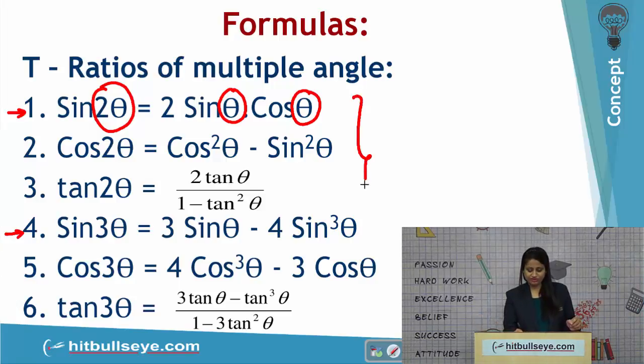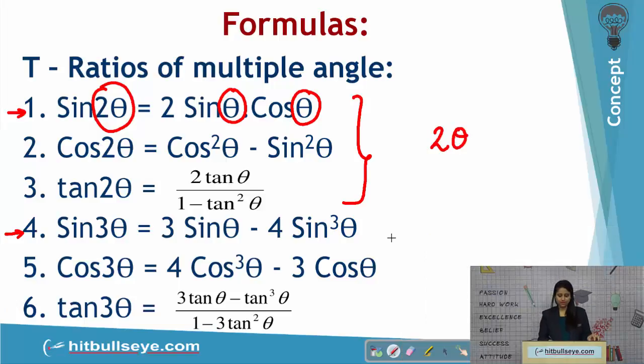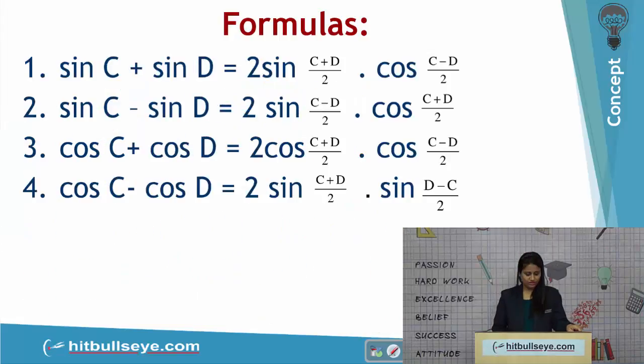See, the previous 3 formulas were on 2θ. Now these 3 formulas are based on 3θ, multiple angle. Now cos 3θ is 4 cos³θ minus 3 cos θ. Tan 3θ is 3 tan θ minus tan³θ upon 1 minus 3 tan²θ. Now moving to other formulas, important. We call them CD formulas.